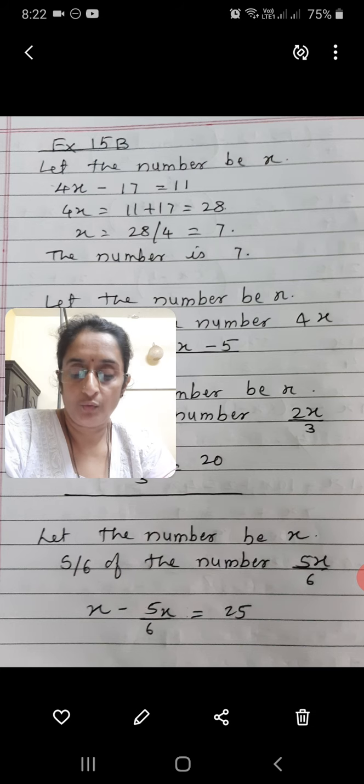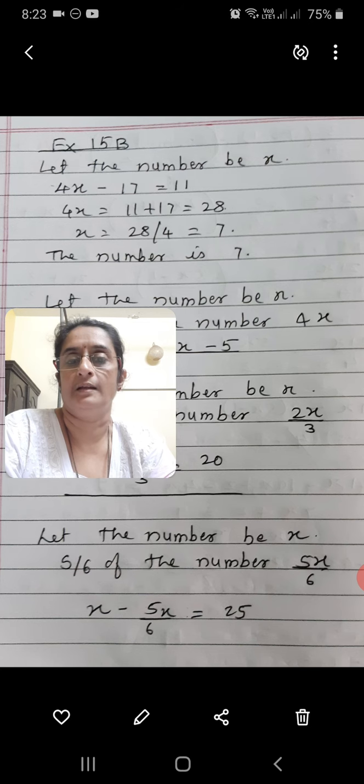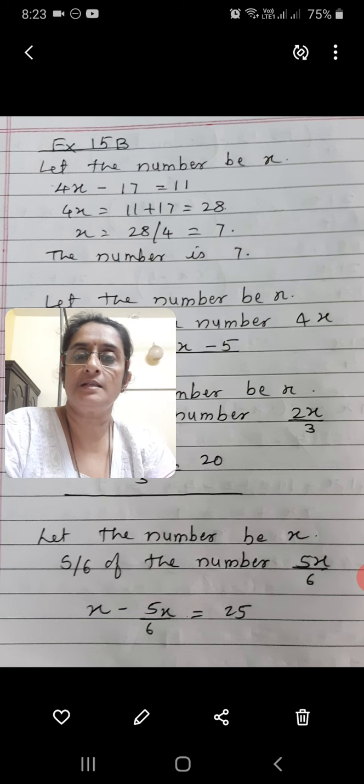Now what you have to do? It is told that 17 less than 4 times the number. So 4 times that number is 4x, and 17 less of that means you have to take out 17 from that. So first you multiply that number with 4 so that it is 4 times that number, and from that you subtract 17. When you multiply 4 with x, you will get 4x. Subtract 17 from that, the answer should be 11. So this is our equation now: 4x minus 17 is equal to 11.